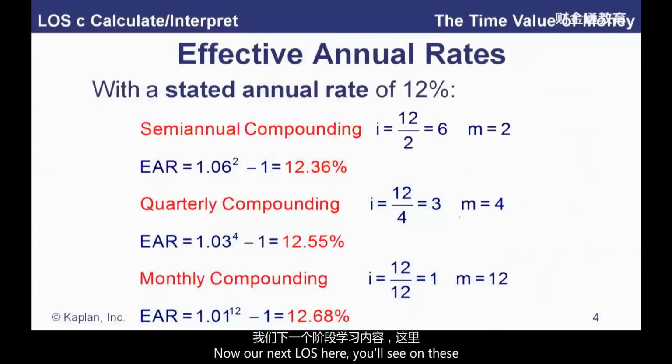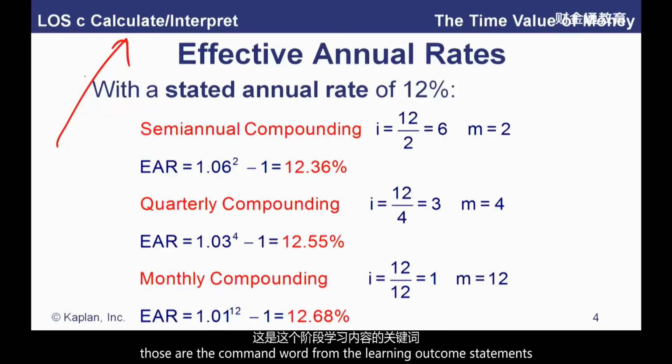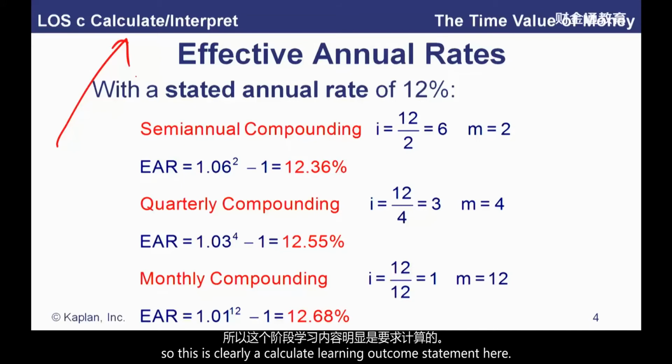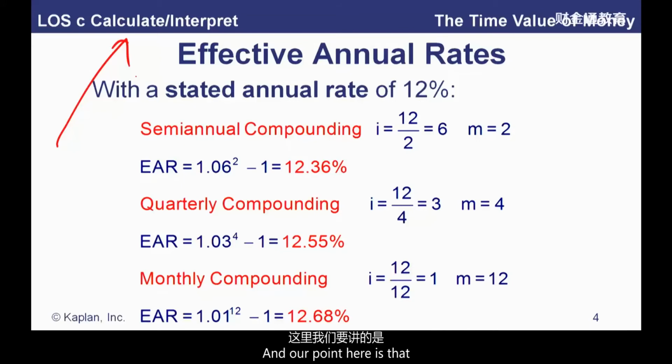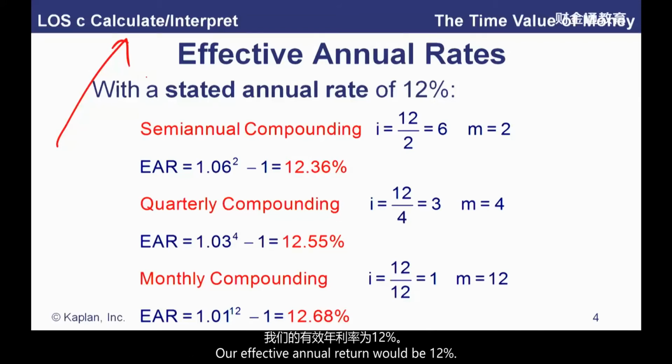Now, our next LOS here, and you'll see on these up in the left-hand corner, we've got calculate and interpret. Those are the command words from the learning outcome statements, just to keep us on track with these and what we have to get out of them. So this is clearly a calculate learning outcome statement here. And our point here is that if we had a stated annual rate of 12% and compounding was annual, then that's what we'd earn. That would be our effective return. Our effective annual return would be 12%.